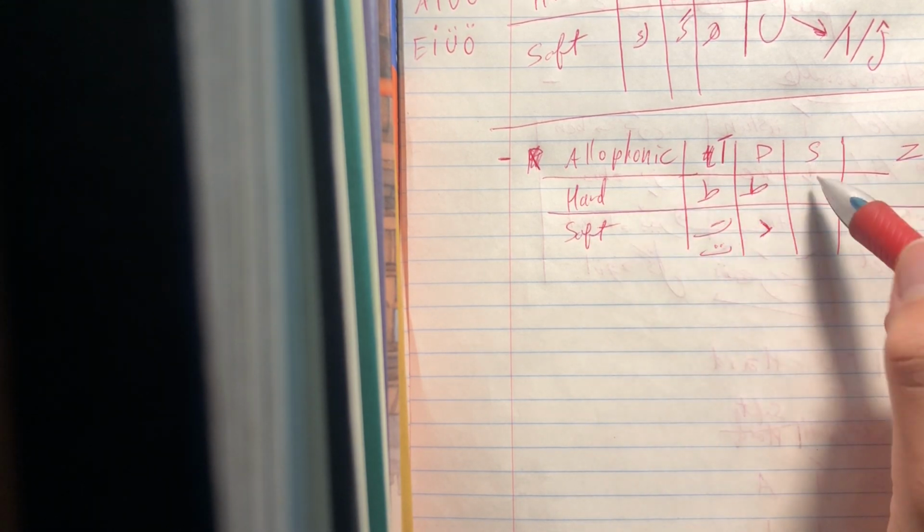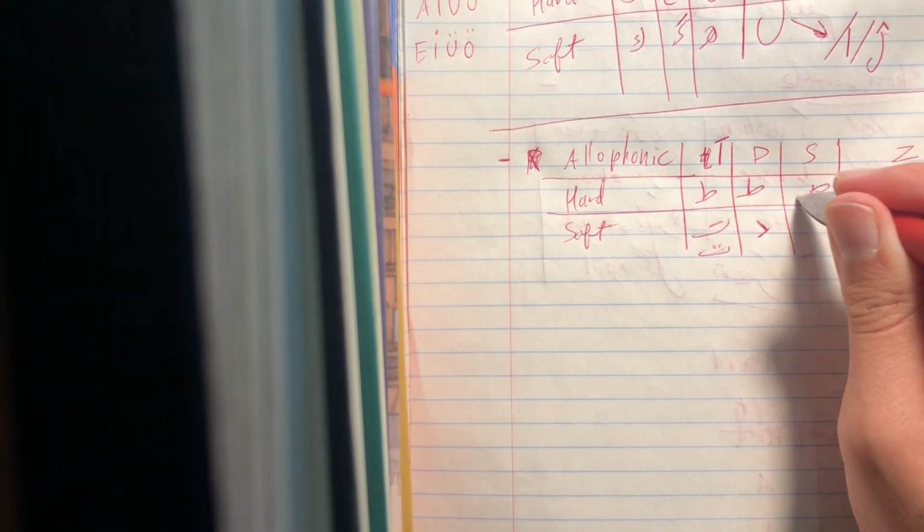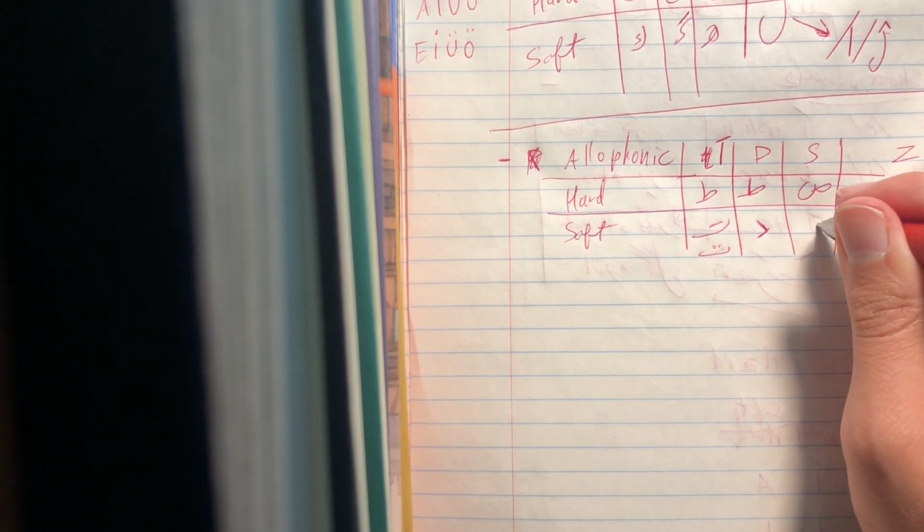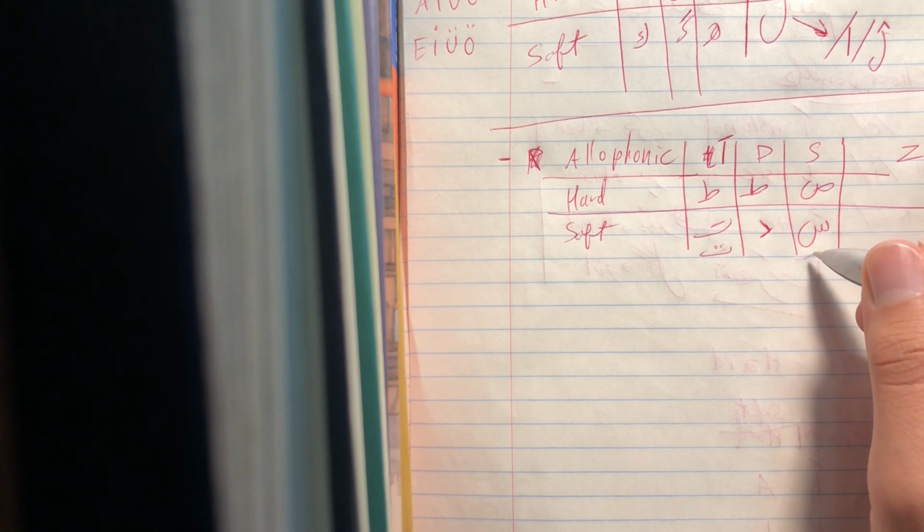The hard version of S is S, I believe. Not too sure. Soft version is Sin. Like this. Okay.